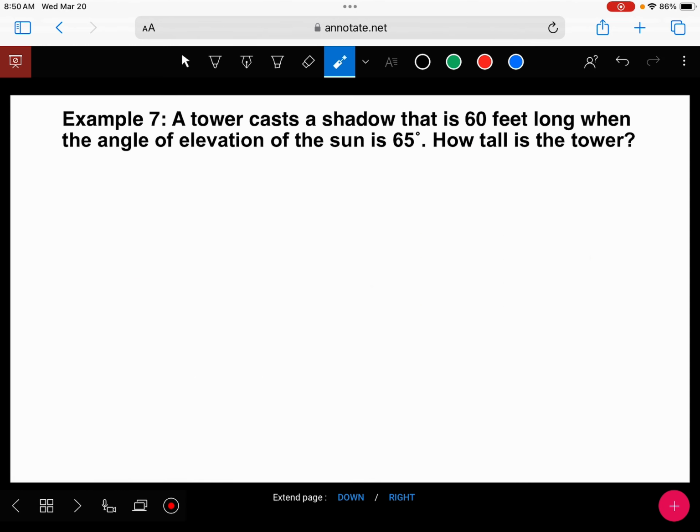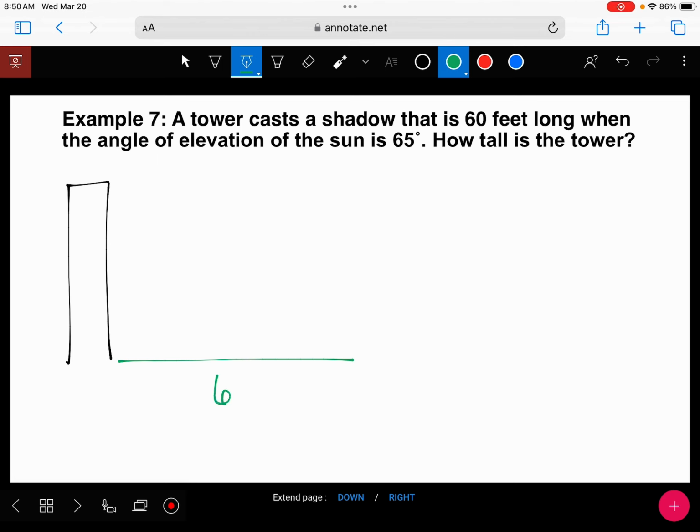Okay, so let's just go ahead and end with example 7. First, we need to draw out our diagram. It says we have a tower. So I'm going to draw my tower. The tower has a shadow that's 60 feet long. And it has an angle of elevation with the sun. So I'm going to draw my right triangle. This is the angle of elevation right here. And that's 65 degrees. And they want us to find x.